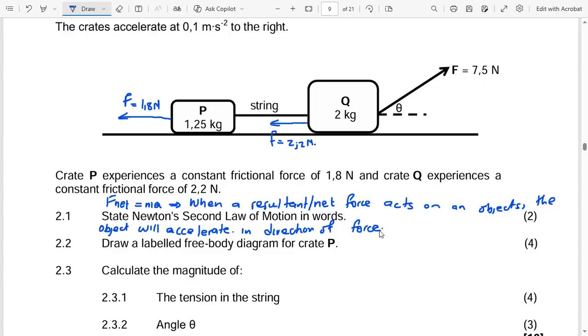The acceleration is directly proportional to the net force, and inversely proportional to the mass. I'm going to finish this definition by writing it in symbols. Directly proportional means that if the net force increases, the acceleration also increases. Inversely proportional means that if the mass increases, the acceleration decreases.